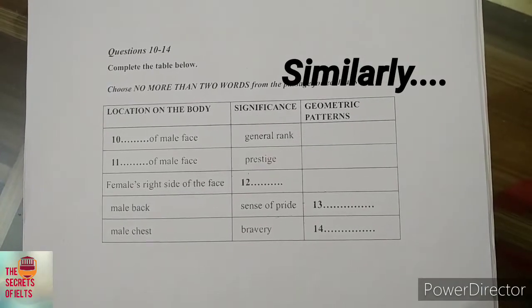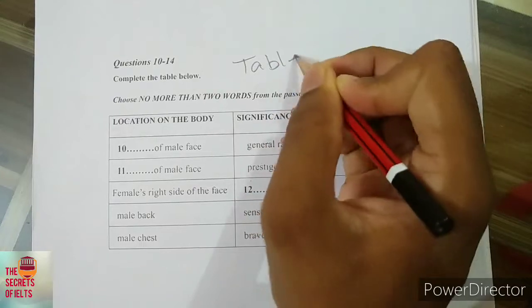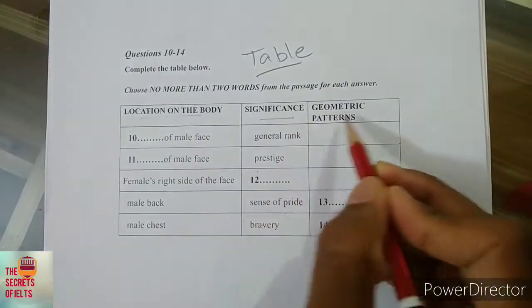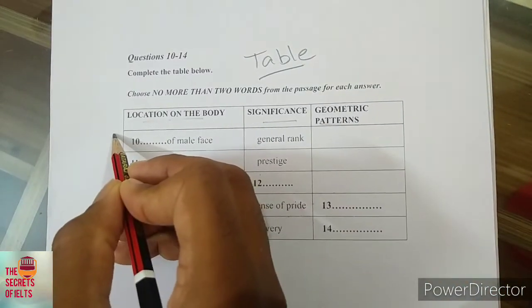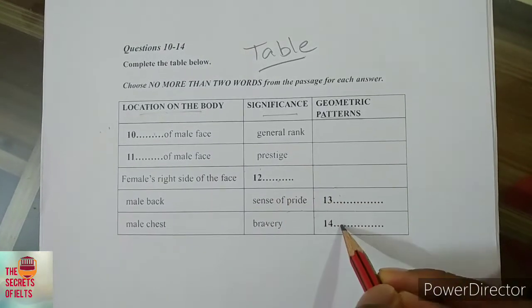Similar questions in the fill in the blanks is the table form. Okay, this is a table, fill in the blanks. So we can see location of the body, significance, geometric pattern. So this is according to the passage information that has been given below. So we have to fill accordingly the table.